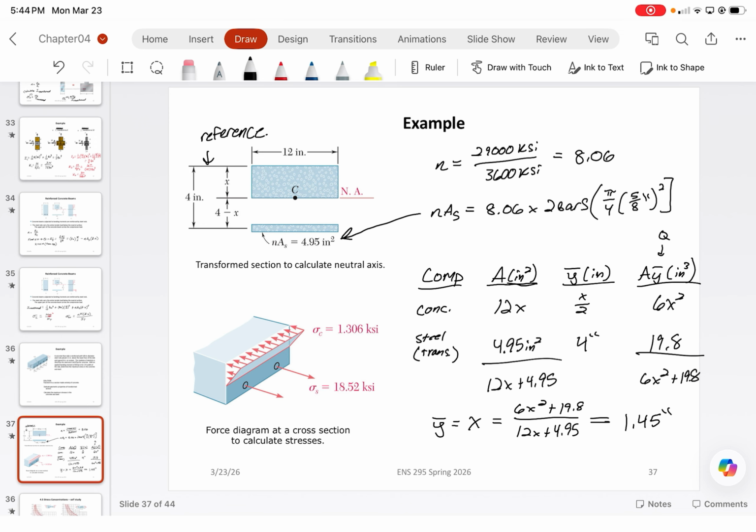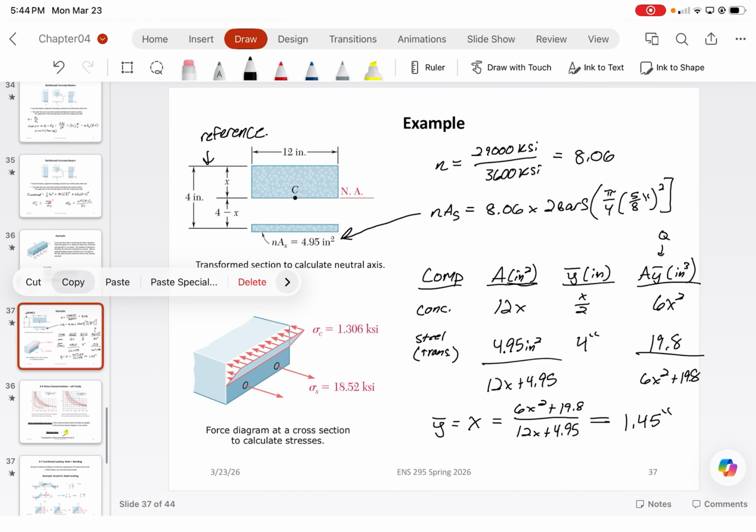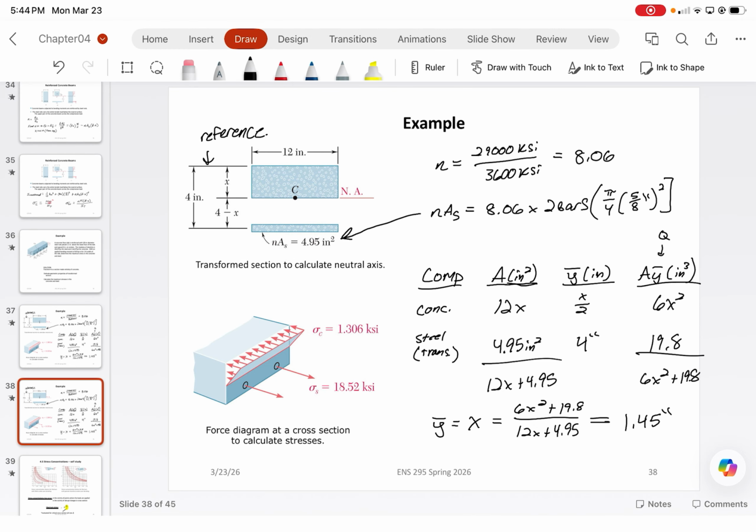Any questions about this so far? This is basically like solving a quadratic equation. If you were to rearrange all of the terms, you could figure out the quadratic equation and then just figure it out from there. But yeah, I'm just too lazy to show you guys that. Copy, paste. All right, let me erase all of this.